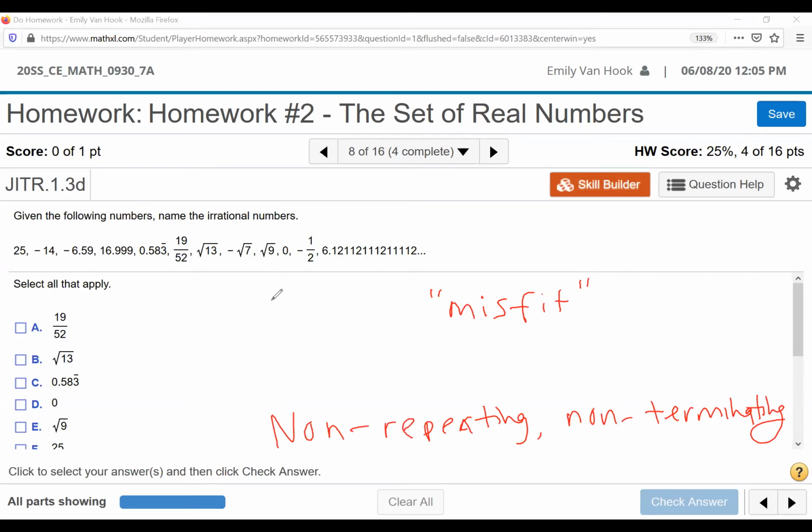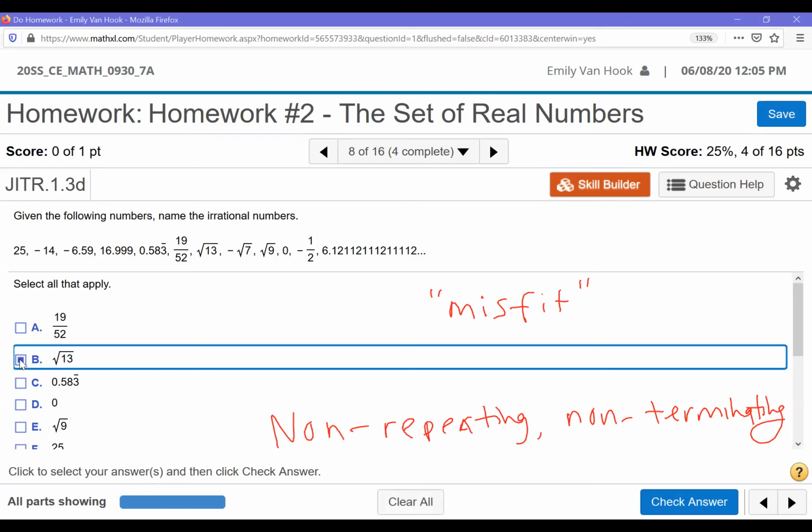All right, so there will not be many things that we get to check off for this category. Let's see, a fraction would be rational. So no, don't check that one off. Choice B, square root of 13. The square root of 13 is not a nice number. It's not a whole number. So that means it is irrational. So I will check that one. Choice C, this little bar here indicates that it's a repeating decimal. So since it's repeating, it's rational. So it's all good. I do not want to check it. Remember, I'm looking for non-repeating decimals.